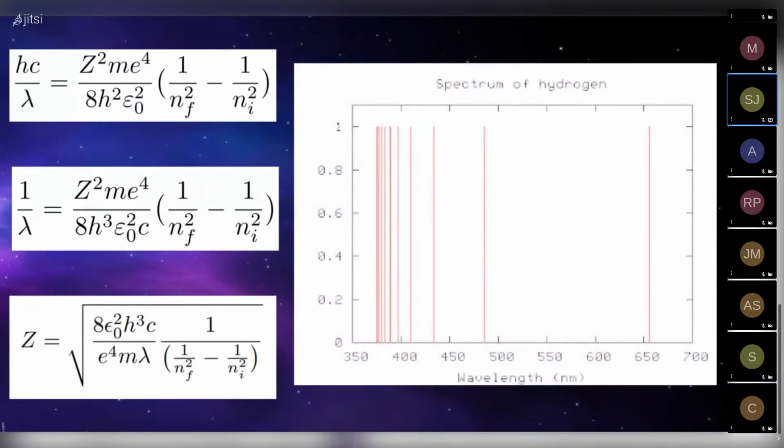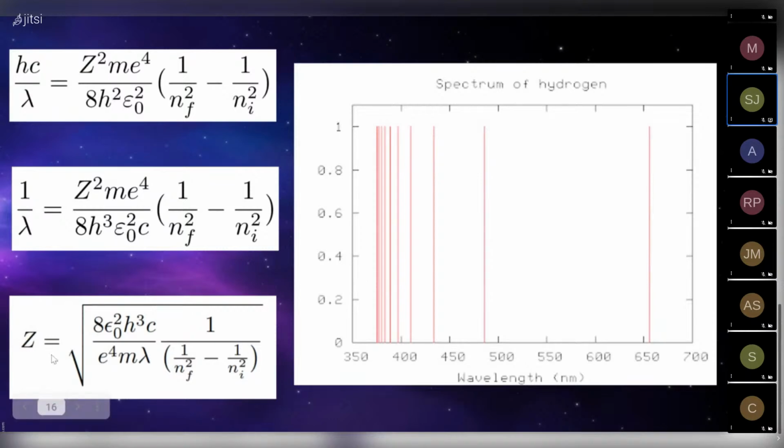There is a spectral line coming at 670 nanometers, another at 485 nanometers, and another at 420 nanometers. So like this, you get some spectral lines from some object. Then what scientists do is they match the spectral lines using the wavelengths, and they do trial and error with the energy levels, that is nf and ni, such that the value of Z they get has to be constant.